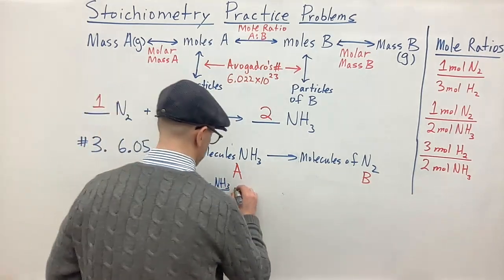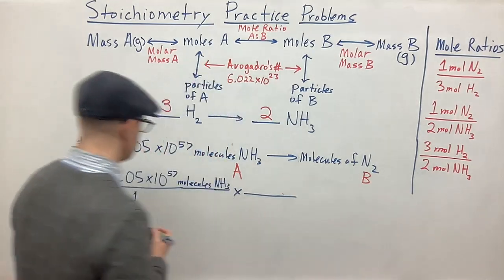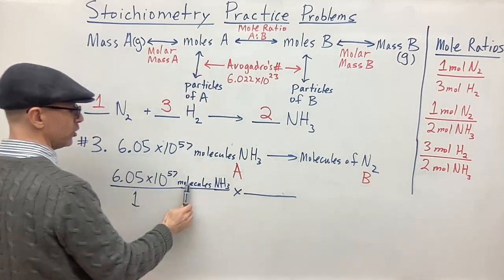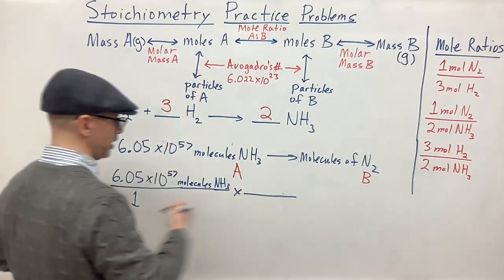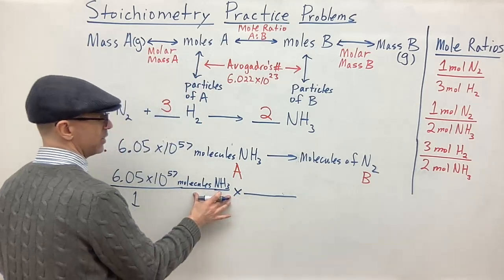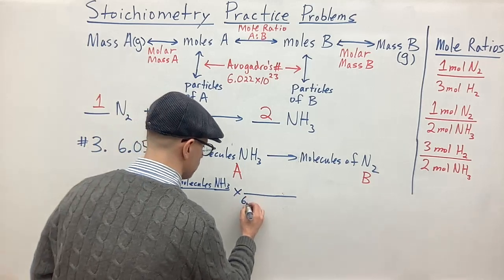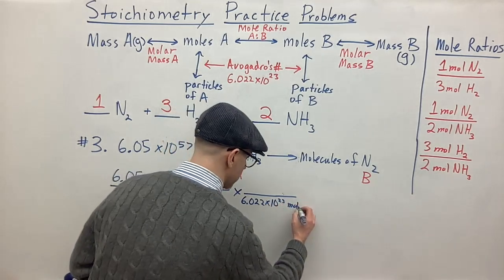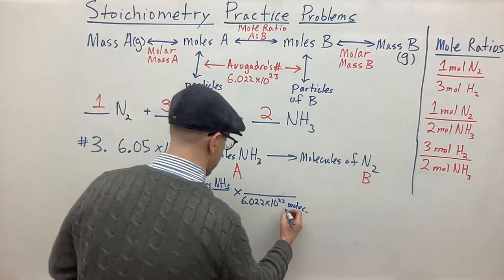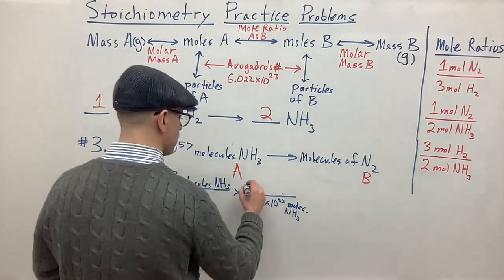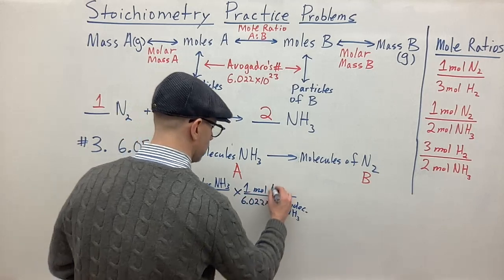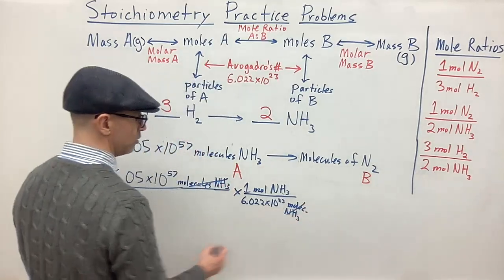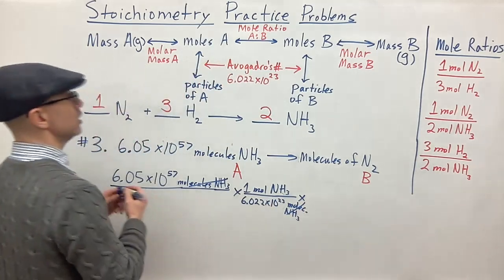All right, so here we go. I know that 6.022 times 10 to the 23rd molecules of NH3 is equal to 1 mole of NH3. Since I have molecules of NH3 on the top, I want molecules on the bottom. So I'm going to put 6.022 times 10 to the 23rd molecules NH3, and 1 mole of NH3 on top. So molecules of NH3 cancel out. Now I have moles.